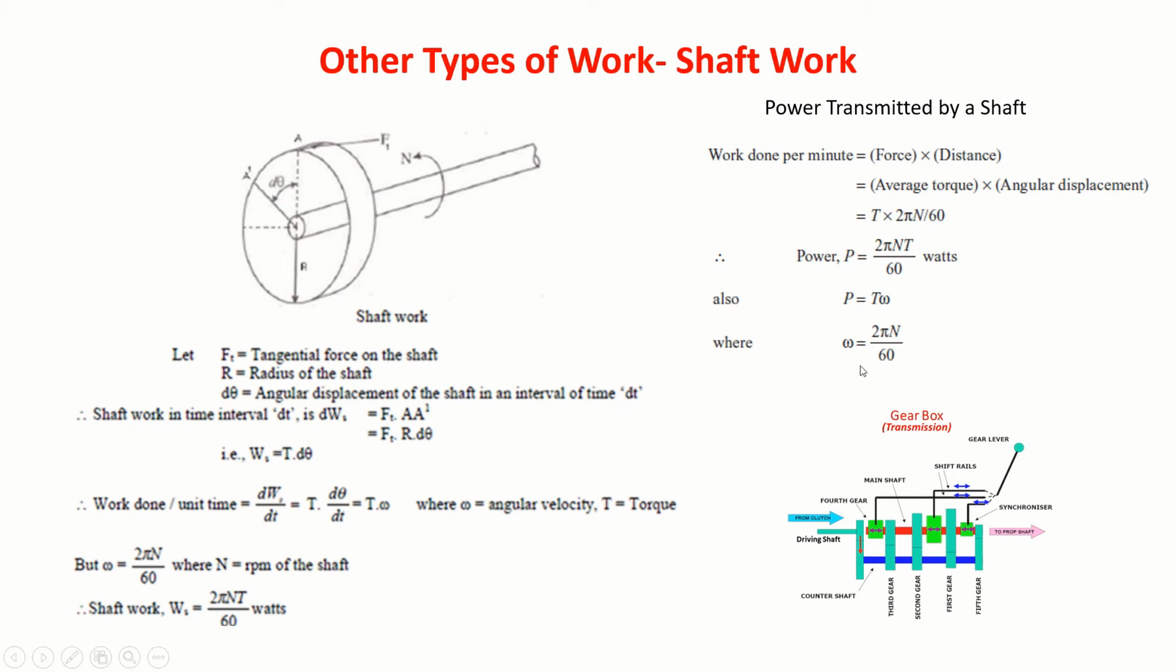So what is the shaft work, or power transmitted by a shaft? Power transmitted is 2 pi nT by 60, or power is equal to T into omega. Correct.